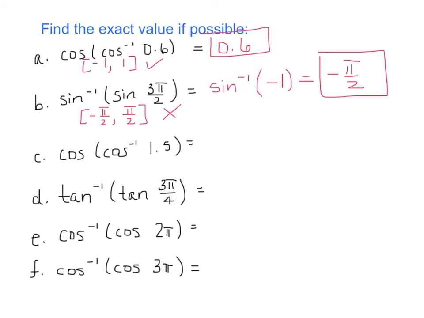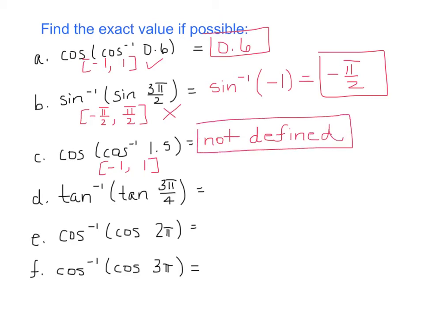1.5. Whenever you're doing cosine inverse, x has to be between negative 1 and 1. And since 1.5 is larger than 1, this is not defined. So sometimes you won't be able to work it out.